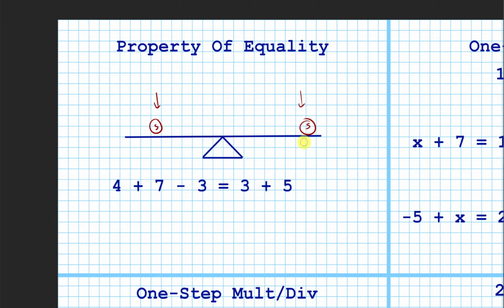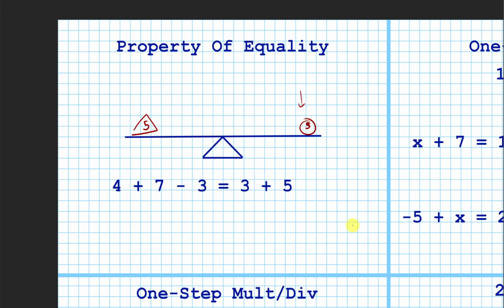Equal equation. Now, it doesn't matter if my 5-pound weight on one side is a circle and my 5-pound weight on the other side is a triangle. It doesn't matter if they look different. The only thing that matters is if they weigh the same.